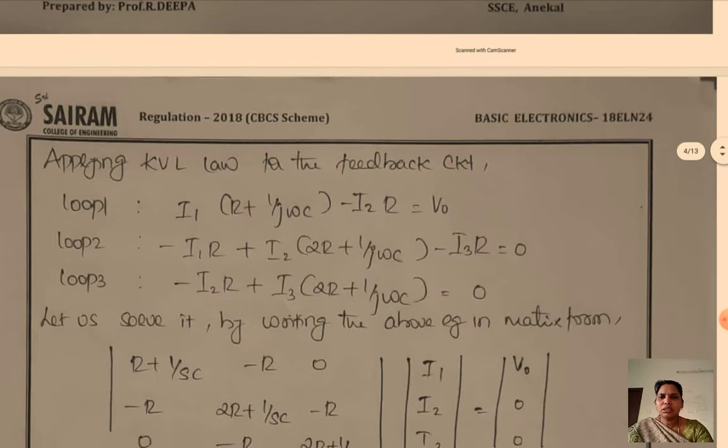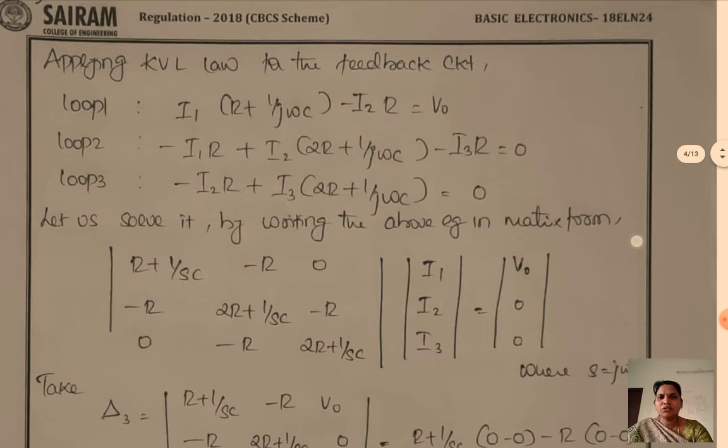So now let us solve these three equations and try to find the output voltage. I am going to solve these three equations by writing them in matrix form. In all three equations you can observe there are three variables, I1, I2, I3, and on the right hand side we have V0, 0 and 0. So all these three equations are written in matrix form.